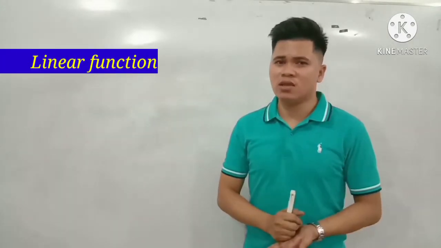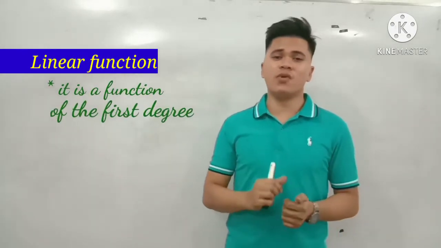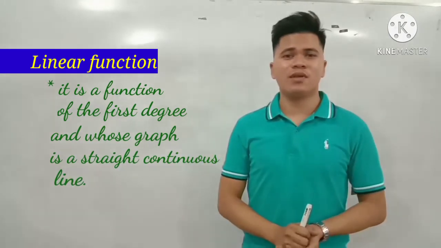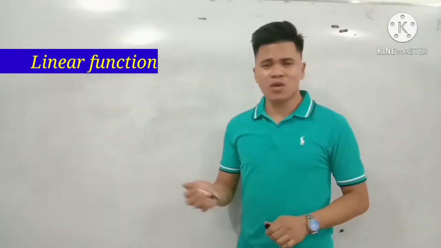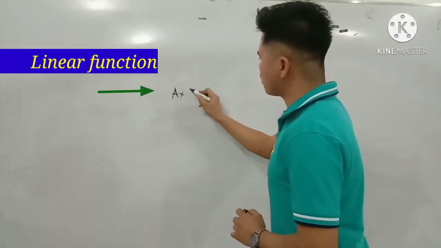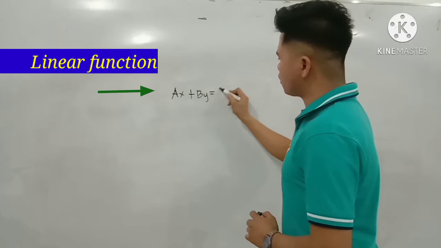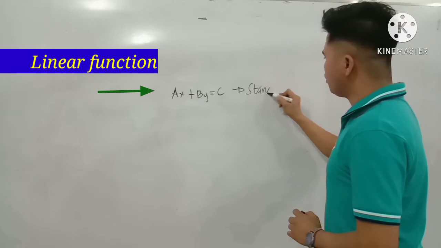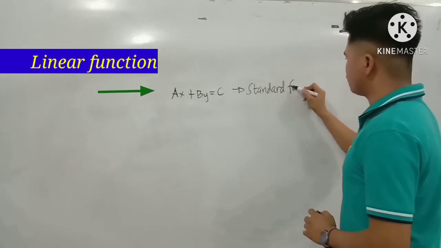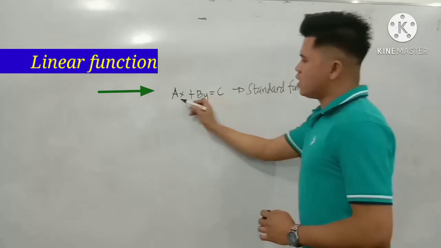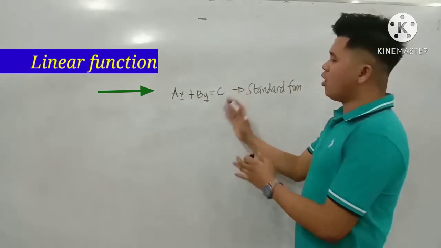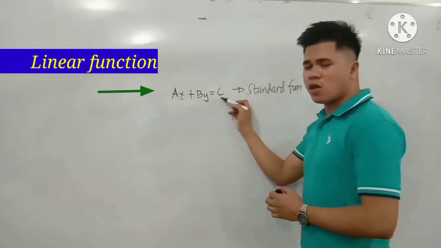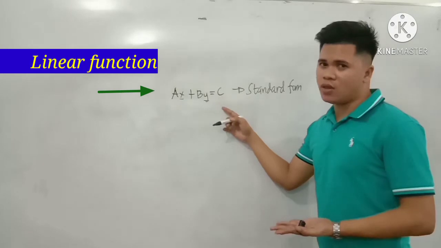In a linear function, we all know it is a function of the first degree whose graph is a straight continuous line. The linear function can also be written in the form ax + by = c. This form is what we call the standard form of the equation of the line, wherein the x and y are both on the left side of the equation, and the constant, our c, is on the right side of the equation.